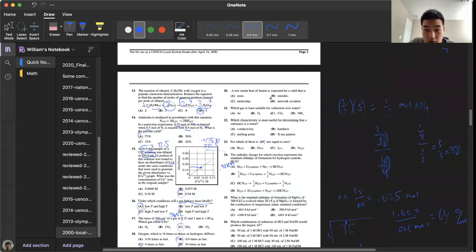Okay, a low molar heat of fusion, fusion just means melting, is expected for a solid that is... So a low molar heat of fusion means it's easy to melt. So ionic solids should not be easy to melt. Neither should metallic solids. Neither should network covalent solids. So you're left with molecular.